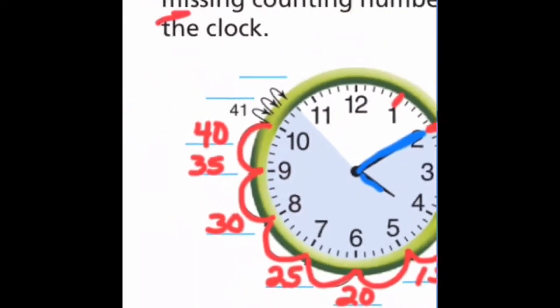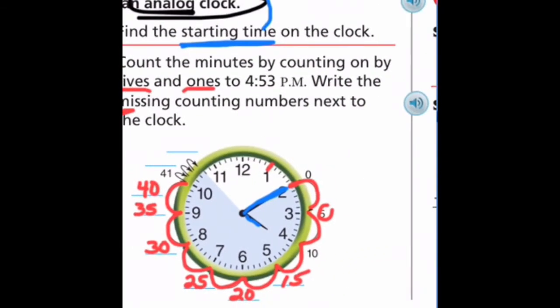25 minutes. 30 minutes. 35 minutes. 40 minutes. Okay. Now we also know the ending time, which I don't think they really put there.